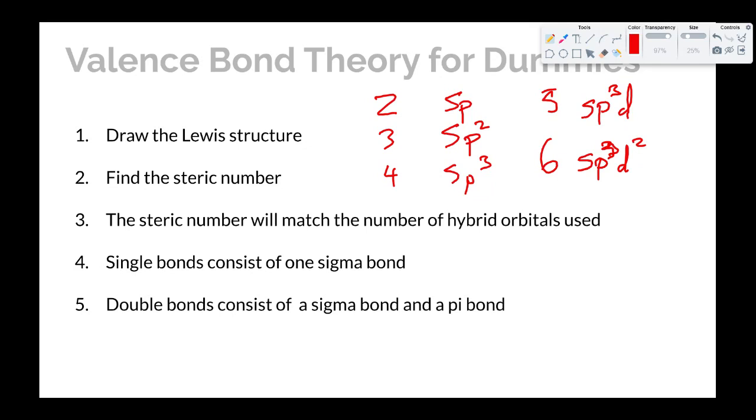If it's a double bond, there's a sigma bond and a single pi bond. If it's a triple bond, then it's a sigma bond and 2 pi bonds. So there's never more than 1 sigma in between the same 2 atoms, but there could be multiple pi's.